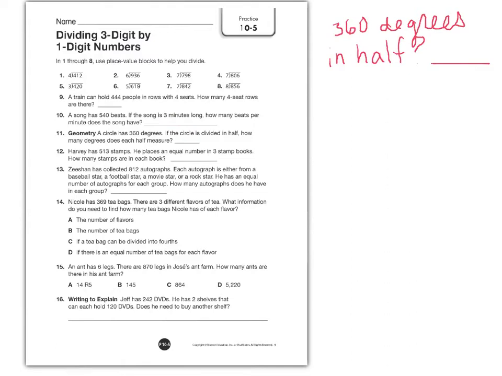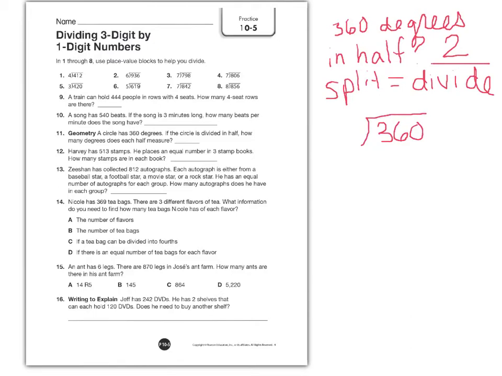So first of all, we have to think to ourselves, what does in half mean? If you split a pizza in half and give one half to your sister or brother and one half to yourself, you are splitting it in how many parts? You're splitting it in 2 parts. Whenever we split something, it means we're dividing it. So we're going to do 360 divided by 2.